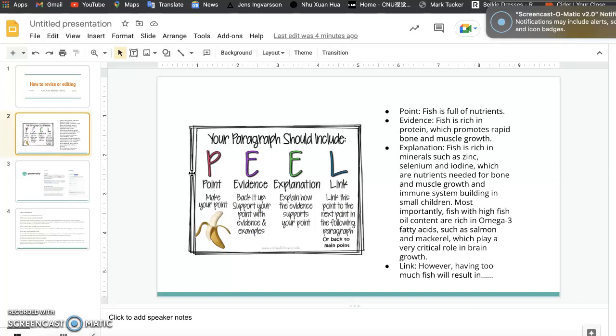And E stands for evidence. It's about backing it up and supporting your point with evidence and examples. Another E stands for explanation. It is to explain how the evidence supports your point. And finally, the link. The link is to link this point to the next point in the following paragraph, or back to the main point.